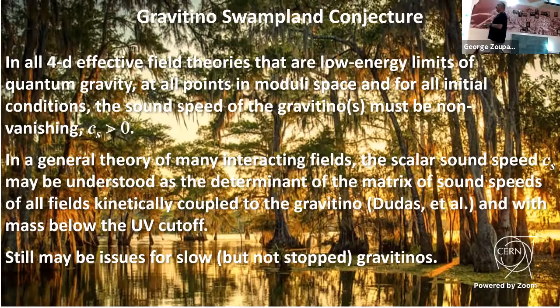In general, in a theory of many interacting fields, the scalar sound speed c_s should be understood as the determinant of the matrix of sound speeds of all fields kinematically coupled to the gravitino. And I believe Dudas will talk about this, and with mass below the UV cutoff. And there still may be issues for slow but not stopped gravitinos. If c_s squared is less than one, it could still be an important issue, even if it's not equal to zero. So that is the statement of the gravitino swampland conjecture.